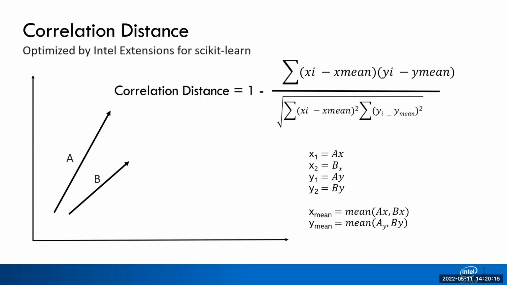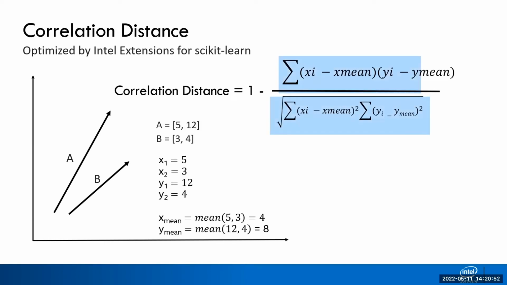Correlation distance is similar, but it uses a different algorithm. It is the sum of the products of xi minus x mean and yi minus y mean, divided by the square root of the product of the two sums of squared differences, right? We'll also see an example here.